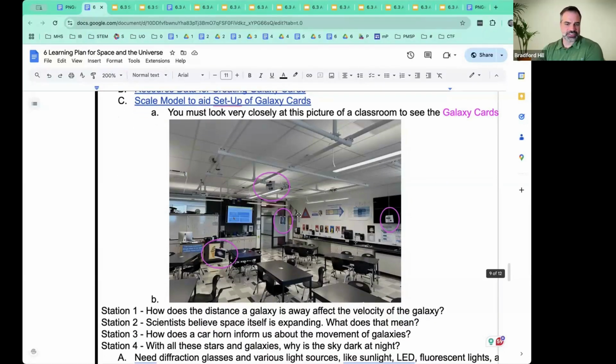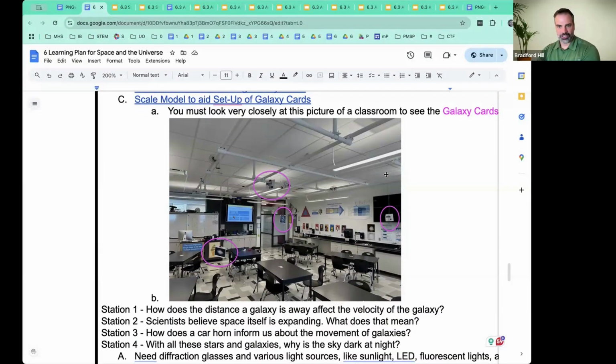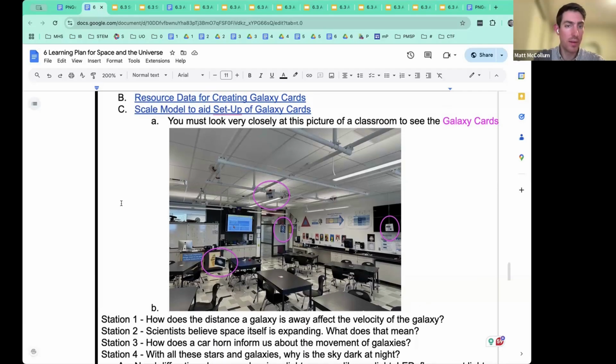Sorry, it's hard to see, but you can see the posters hanging by string from the ceiling. The purple or pink circles are in three dimensions. And with that, I'll throw it back to Matt. Yeah, so this is a classroom setup of what it might look like.